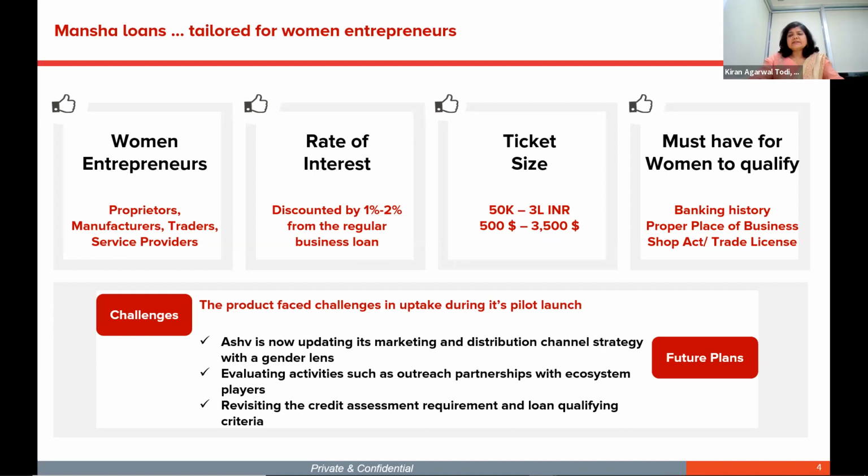We face certain challenges in this product, and that was clearly in terms of the uptake of this product during its pilot launch in 2020 and early 21. We went back to the drawing board. There was an analysis carried out after discussion with the on-ground sales force and the credit teams in branches. What we realized is that we were using our existing distribution channel for these loans.